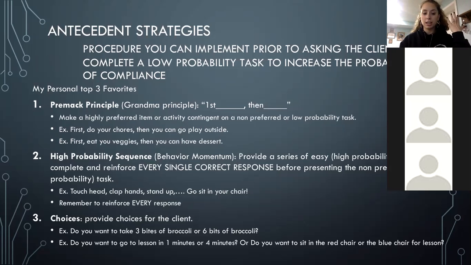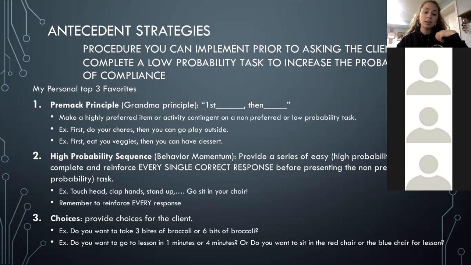So this could look like, do you want to have 3 bites of broccoli or do you want 6 bites of broccoli? They'll probably pick 3 bites of broccoli, but that's probably what you wanted to begin with, so you win. You win in this case, even though they got to make the choice. Another one is, do you want to go to lesson in 1 minute or 4 minutes? They will probably pick 4 minutes. But hey, you were already okay with 4 minutes, so that's totally fine that they pick the big number, right?